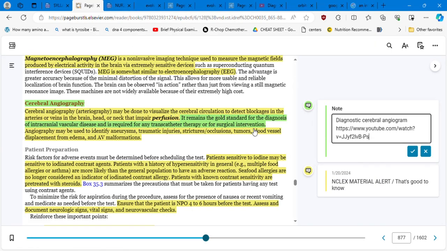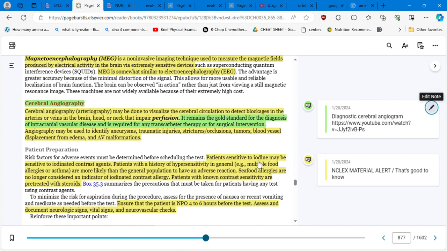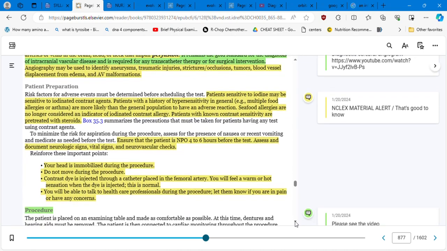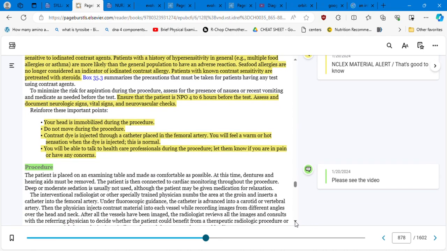Thank you so much, and thank you to Johns Hopkins for this excellent video. So you know how the procedure is done, the preparation, and the post-care after the angiography, right? So you have to ensure that the patient is NPO 4 to 6 hours before the test, assess and document neurologic signs, vital signs, and neurovascular checks.